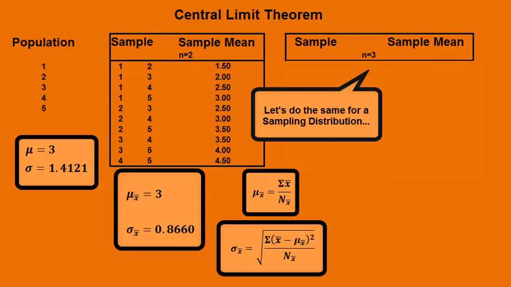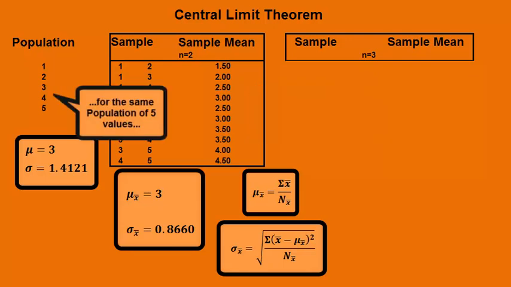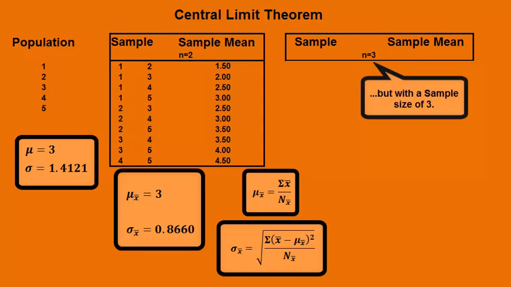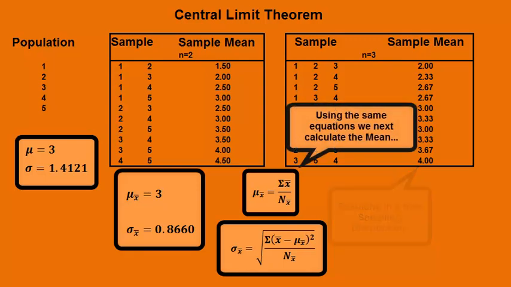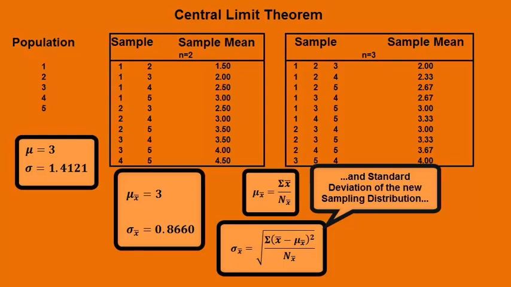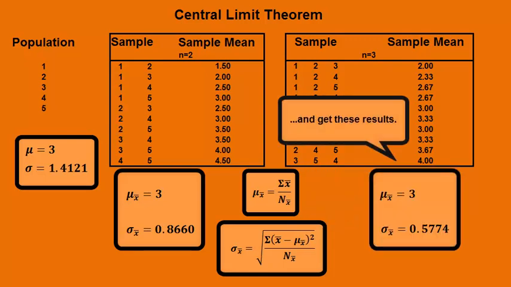Let's do the same for a sampling distribution from the same population of 5 values, but with a sample size of 3, resulting in a new sampling distribution. Using the same equations, we next calculate the mean and standard deviation of the new sampling distribution and get these results.